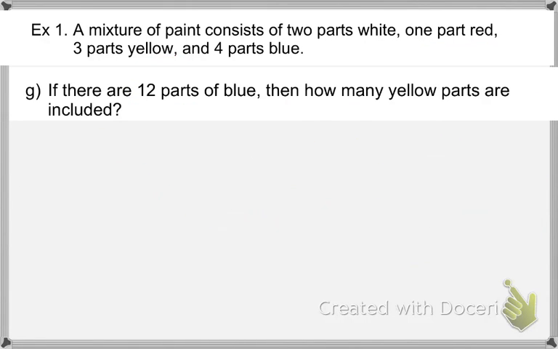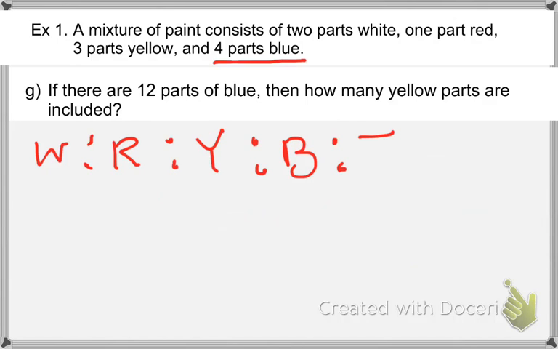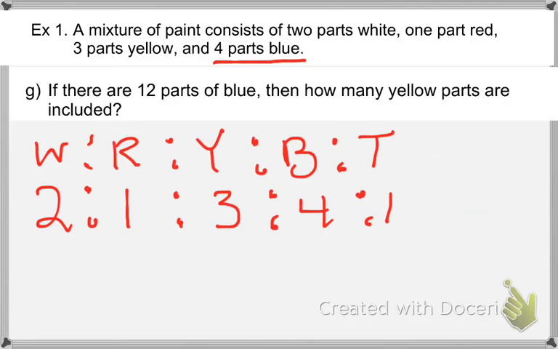If there are 12 parts blue, then how many yellow parts are included? Okay, well, we're told we have 4 parts blue. So let's set up our original ratio again. So we had white, red, yellow, blue, and it's always useful to have total at the end. So white was 2, red was 1, 3 parts yellow, 4 parts blue, and a total of 10.